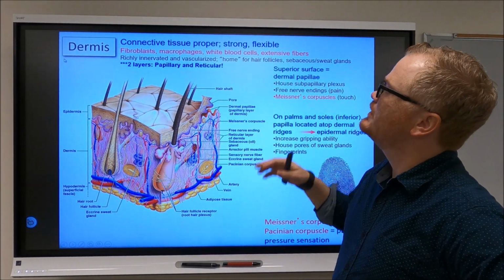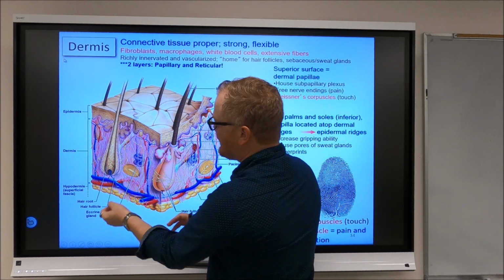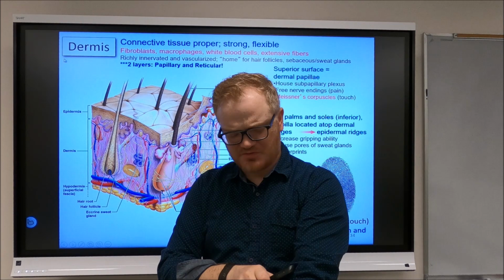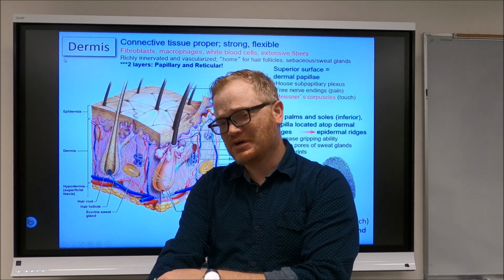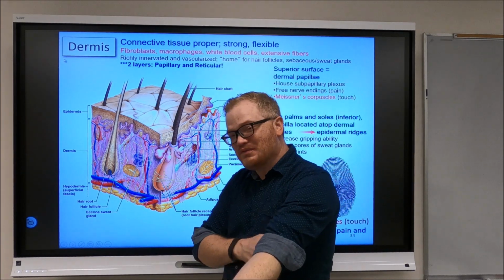So let's talk about the dermis. The dermis of the skin, yet again, is comprised of what's called dense irregular connective tissue. It's basically just a whole bunch of collagen fiber that gives the dermis of the skin its general toughness. And in the dermis of the skin, you find all this really fascinating stuff.